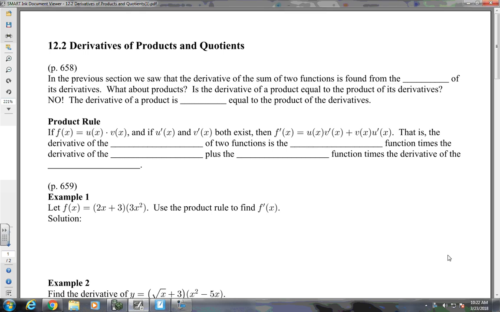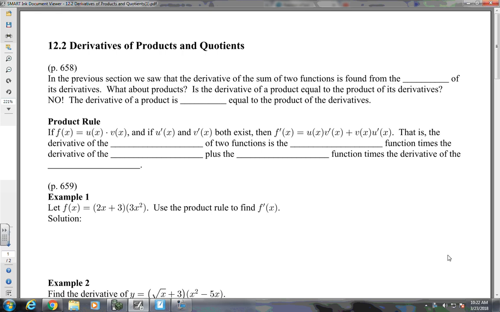In section 12.1, you learned that it was sometimes necessary to simplify a function before you differentiate it, in order to get it in a form that matches those rules, such as the sum and difference rule, power rule, and constant multiple rule. We're going to learn in section 12.2 that if your function happens to be the product or quotient of two functions of x, you can differentiate it directly with special rules.